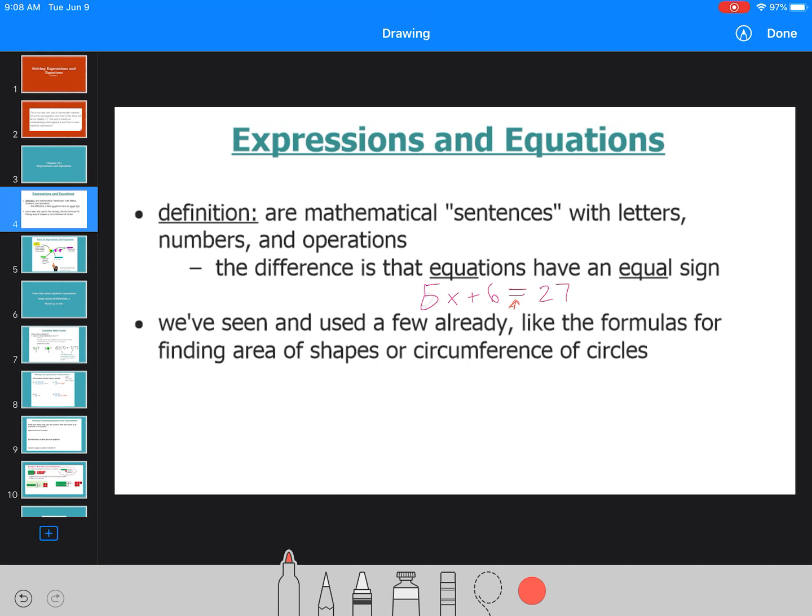And an expression would just be 5x plus 6. So that is an equation. That is an expression. No equal sign. Okay. All right, so these should be familiar to you. The formulas that we've been using for area and circumference, those are examples. Sometimes they're expressions and sometimes they become equations.